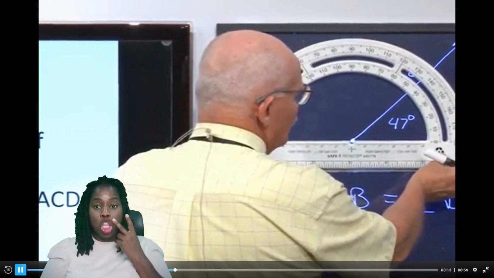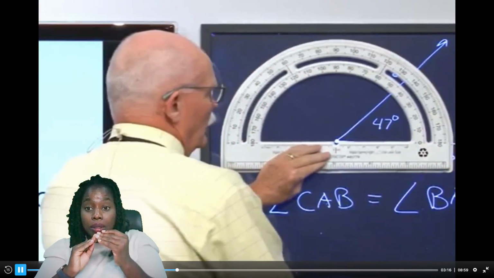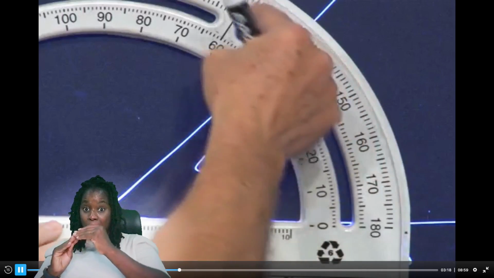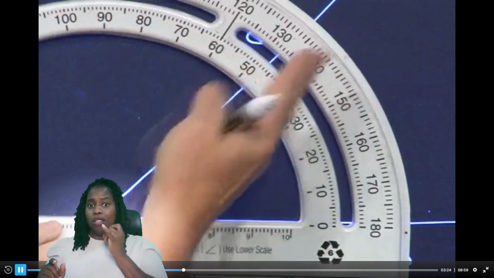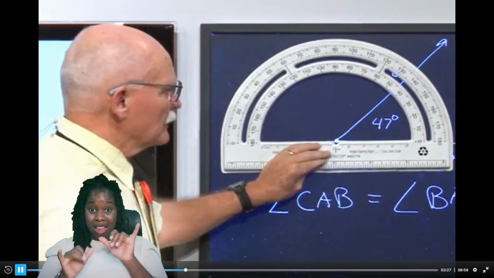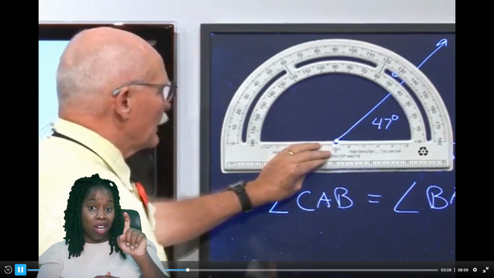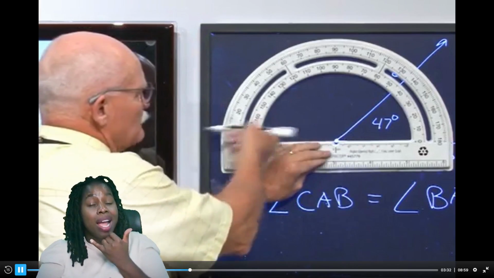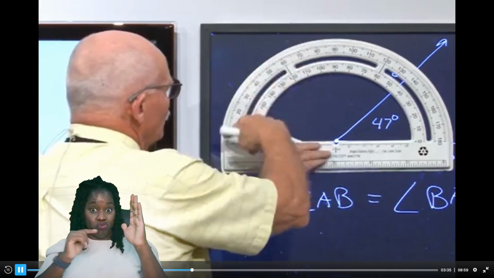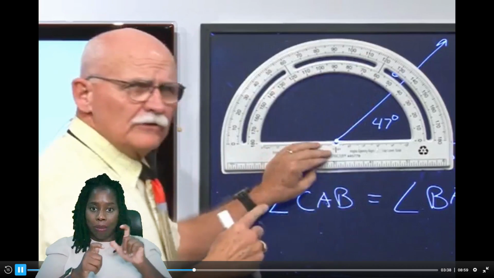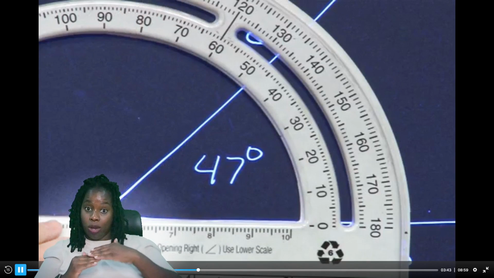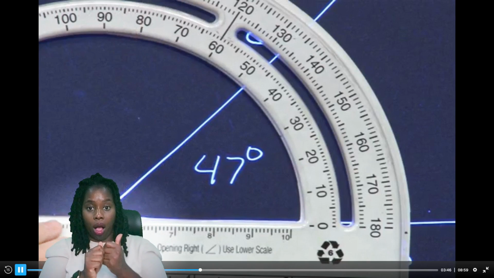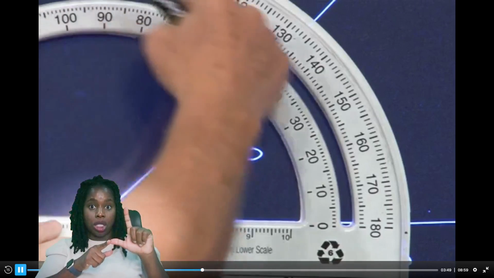Now the most common mistake that people make is they look at the wrong set of numbers. I have another set of numbers here, 180, 170, 160, 150. And so if I looked at that, it would be about 130 something, 133 degrees. That would obviously be incorrect. If I was measuring an angle that was pointing this direction, then I would use that set of numbers. So you want to make sure you're using the correct set of numbers. If you're going counterclockwise, you have one set of numbers. If it's an angle that's going clockwise, you have a whole different set of numbers.